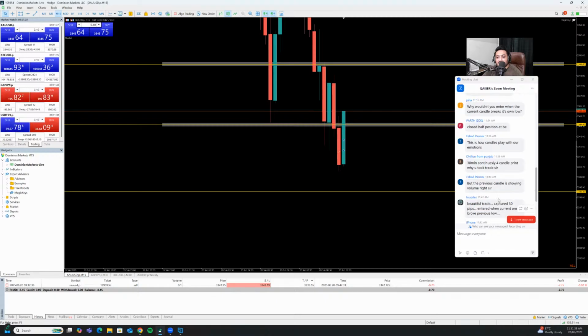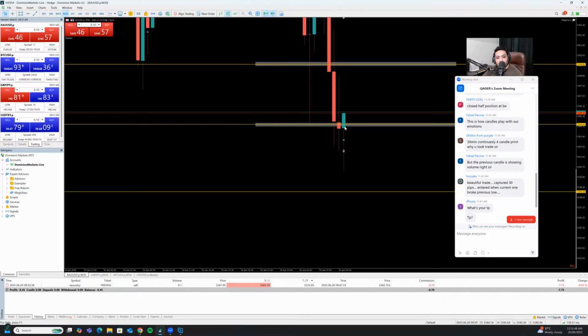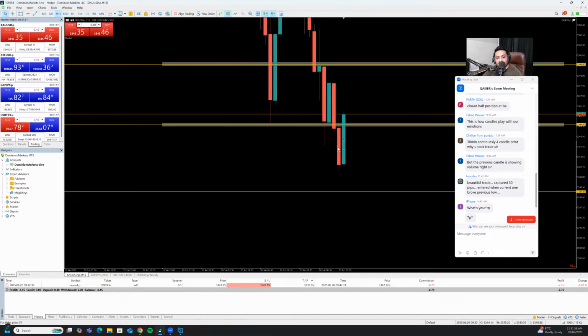Okay, but the previous candle plays with emotion. The previous candle is showing volume, right, sir? Exactly, just showing the volume. The 30-minute is showing less volume. There is no business of the next candle to break the low, but it just broke the low. It means volume is there. M15 is clearly showing volume in it.